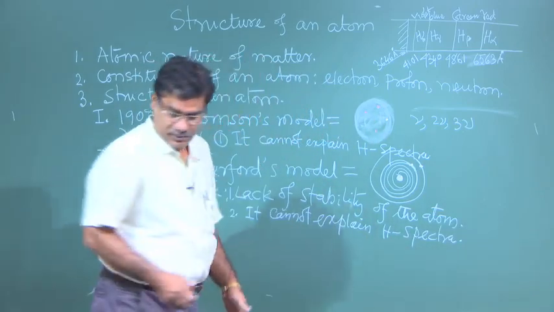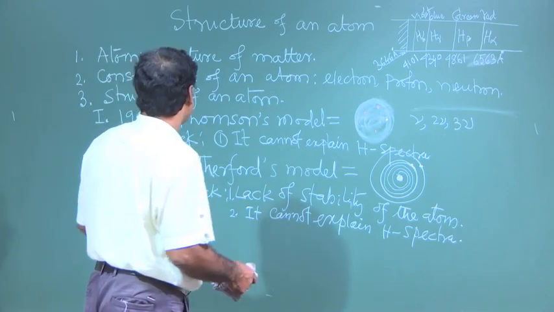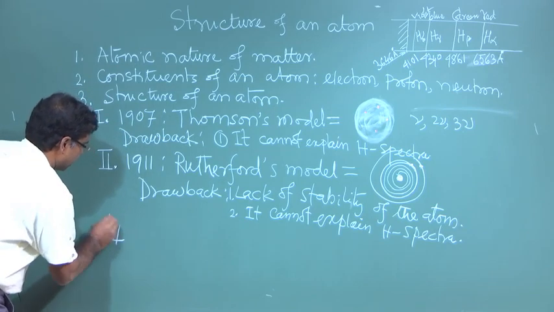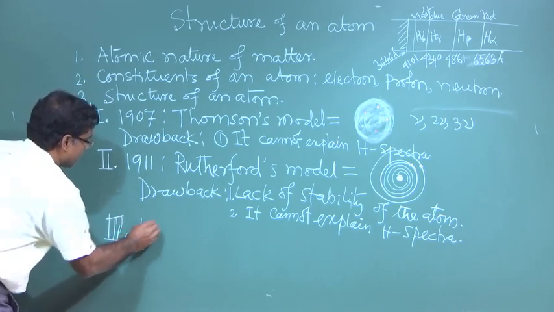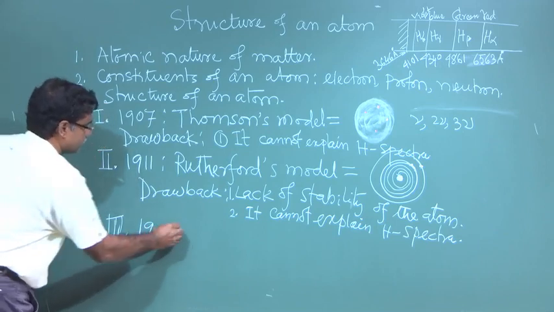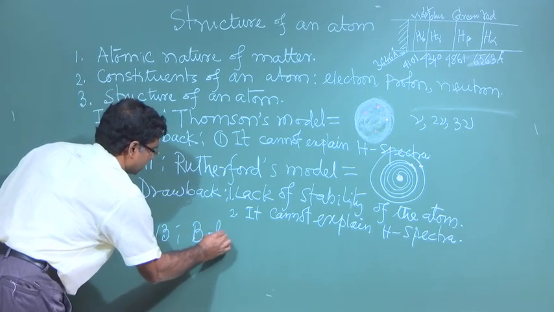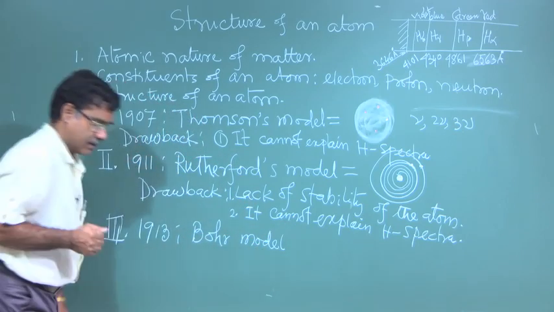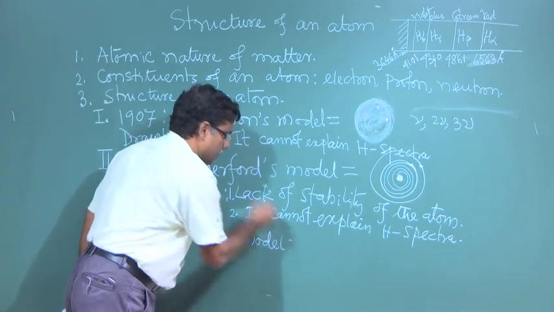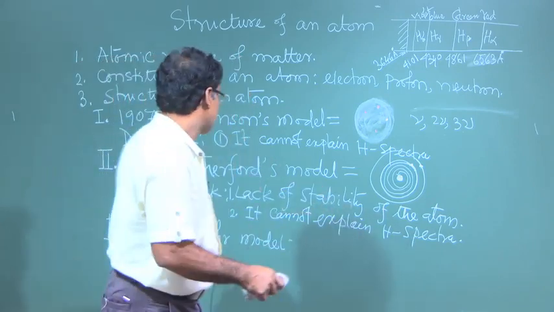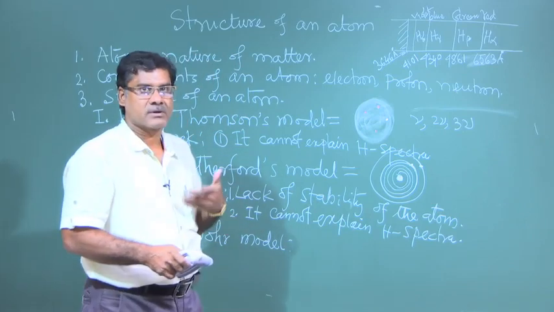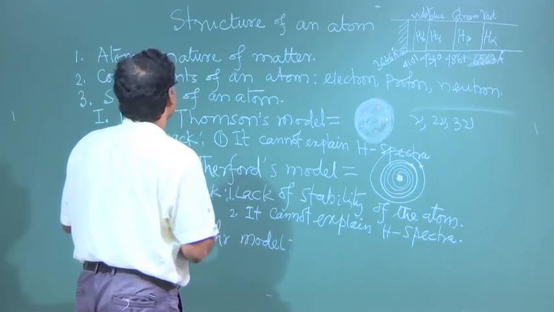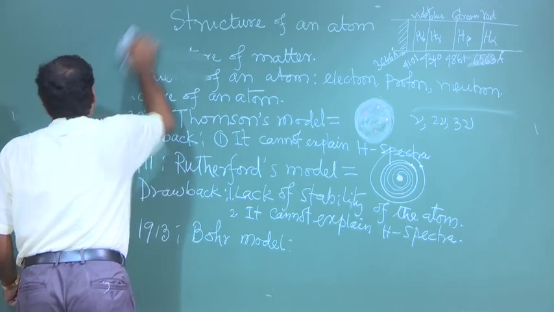So next, we started to discuss that the next model is basically the Bohr model in 1913. Bohr was basically a student of Rutherford. He was working in Rutherford's laboratory. In the last class I started to discuss that Bohr model. So let us continue.